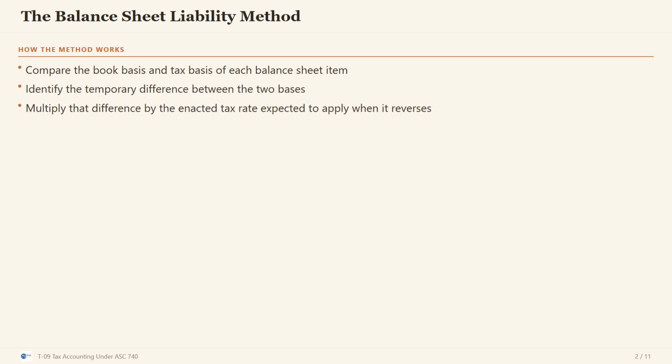ASC 740 uses what is called the balance sheet liability method. Instead of just looking at this year's tax return, you compare the book basis and the tax basis of each asset and liability on the balance sheet. Whatever gap exists between those two bases, multiplied by the tax rate that will apply when that gap reverses, is your deferred tax asset or liability. The method is fundamentally comparative, book basis versus tax basis, translated into a future tax consequence.